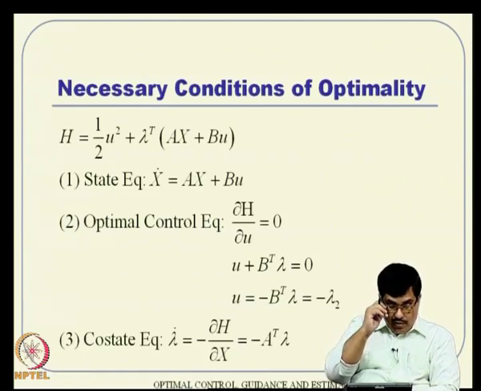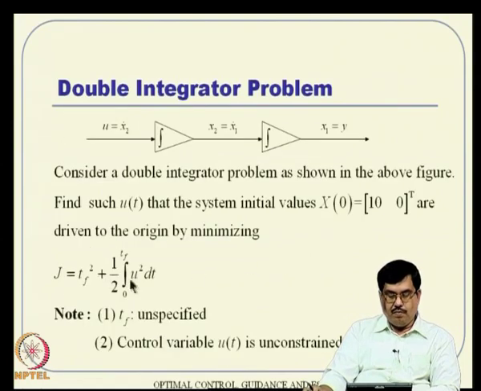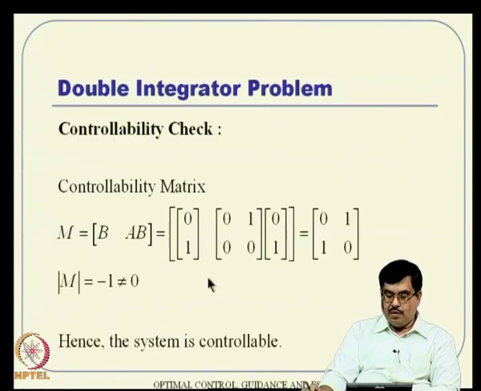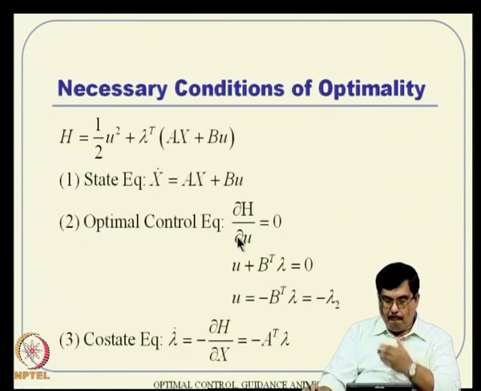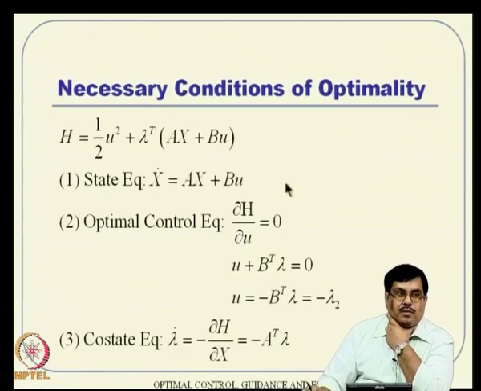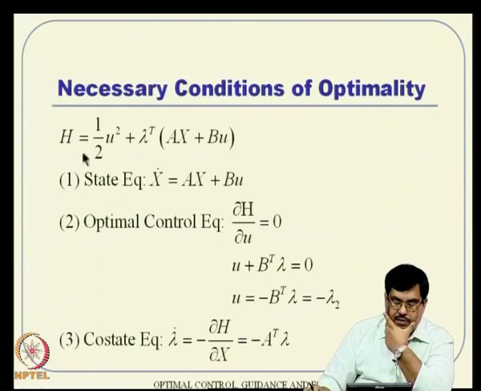So, first thing is the Hamiltonian, which is half of u square, coming from this term L, which is half of u square, plus lambda transpose f. So, lambda transpose f is nothing but, okay, Ax plus Bu. Lambda transpose f is nothing but x dot equal to f of x, u. So, x dot equal to Ax plus Bu, that is what it is here. So, H is there like that.